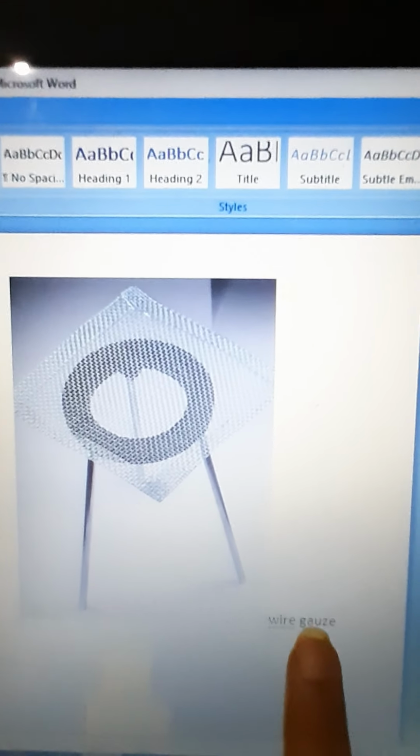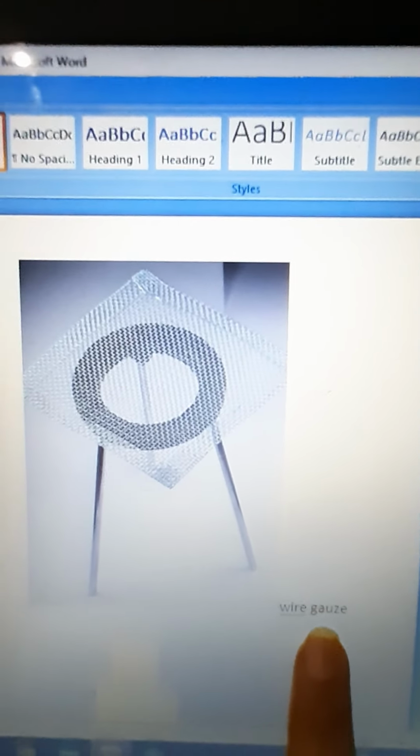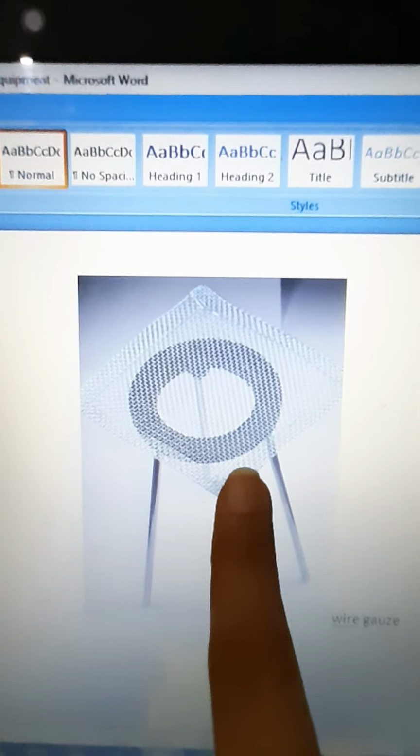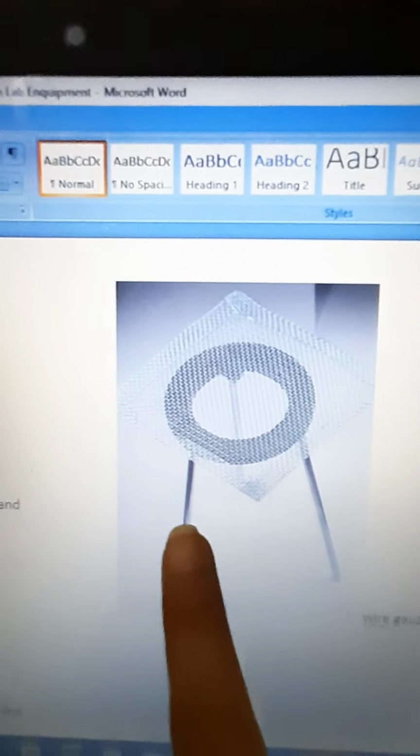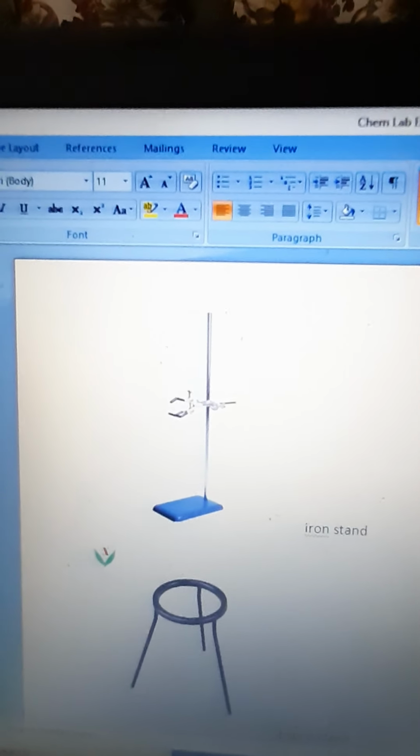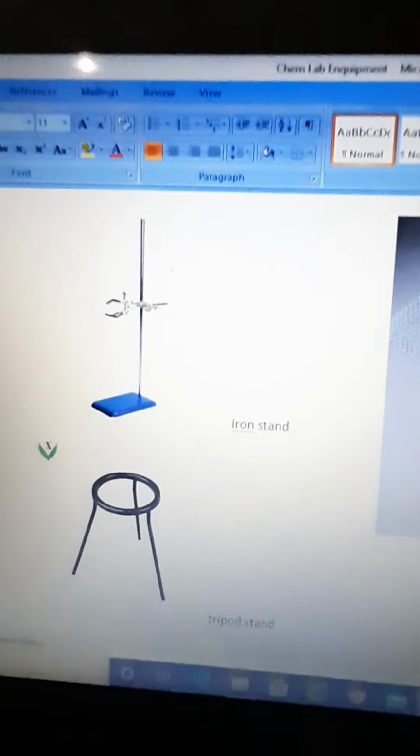This is also the next one we have to cover, the wire gauze. So wire gauze is mostly used to keep the flask or the beaker on the tripod stand. Below, again I am repeating, we keep the burner. It could be a Bunsen burner or a spirit lamp, which we will be doing next.